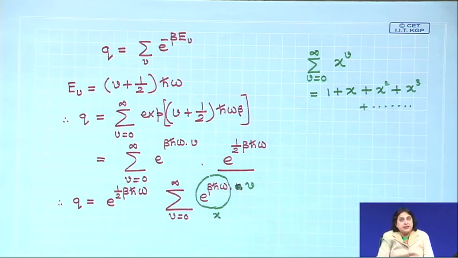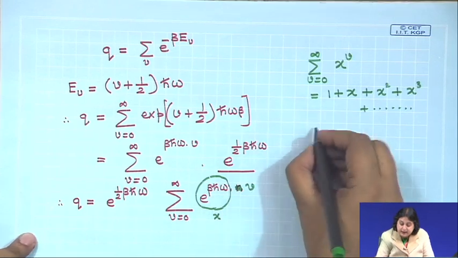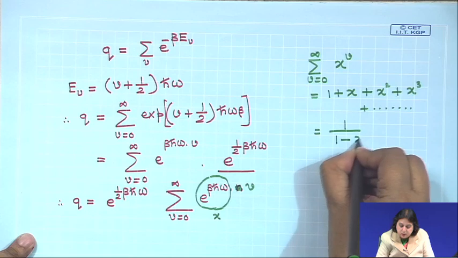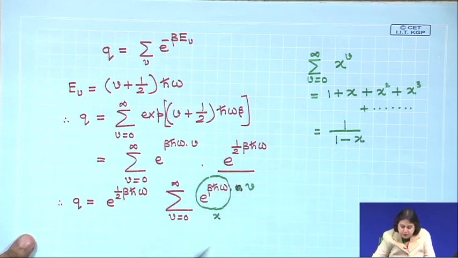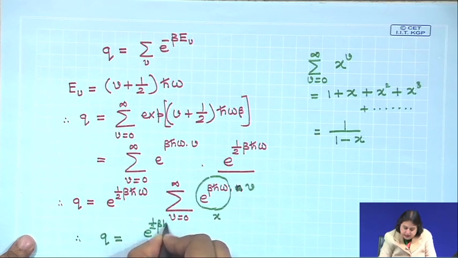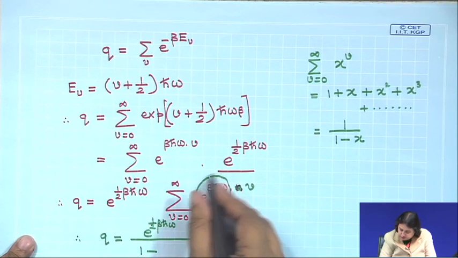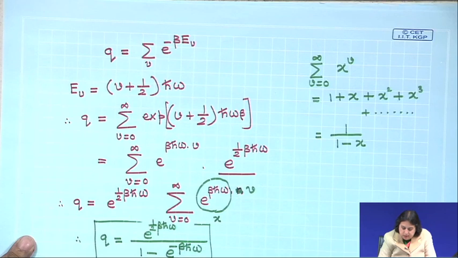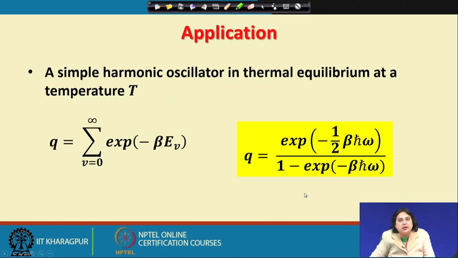But this infinite series does look familiar and it does have an analytical result, and that is given by 1 over 1 minus x. So, if I put it back over here, what I find is q is equal to e to the power of minus half beta h cross omega divided by 1 minus x, which is this quantity, e to the power of minus beta h cross omega. Okay. So, this is what we have written down over here.